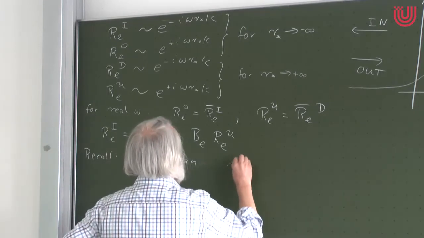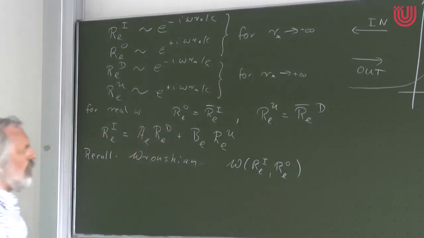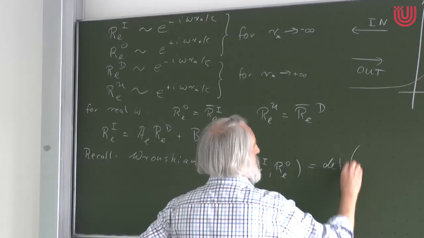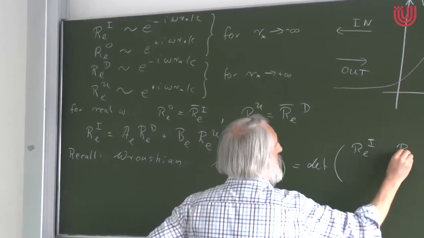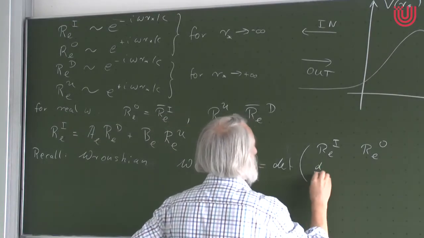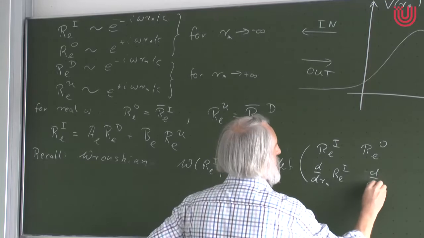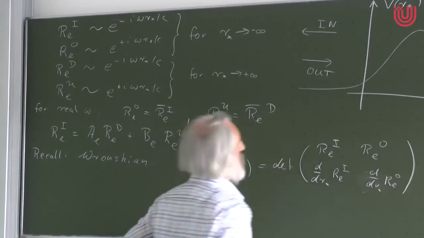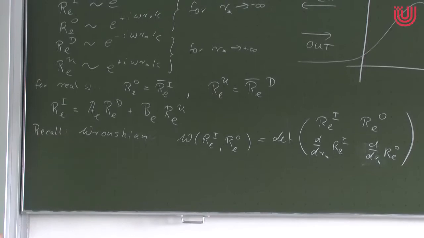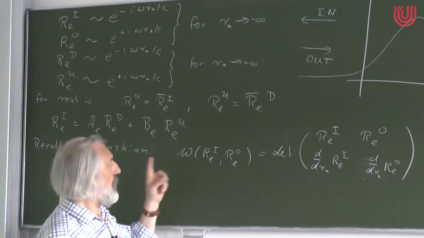So this is defined in the following way, and you can do this for any two solutions of your differential equation. It's a determinant. It is R_l^in, R_l^out in the first row, and in the second row you write the derivative, which in our case is the derivative with respect to r star. And this has a remarkable property, and that's very easy to demonstrate. It's a linear differential equation of second order, and in this case the Wronskian is a constant. And that's easy to see.